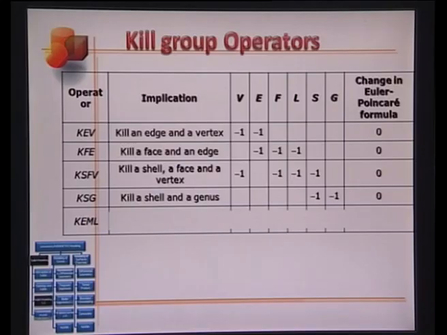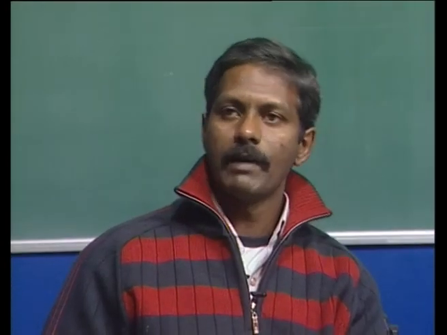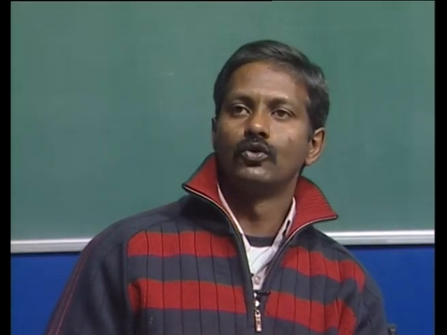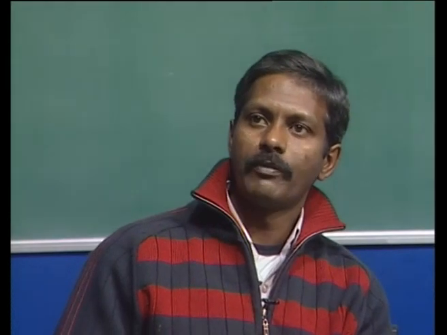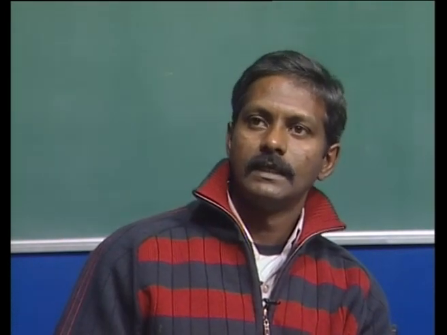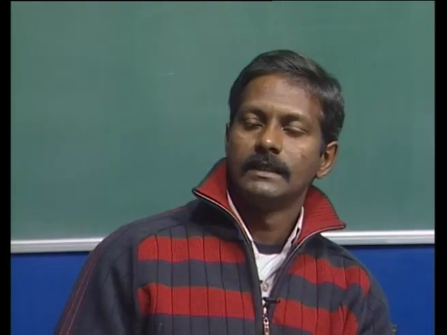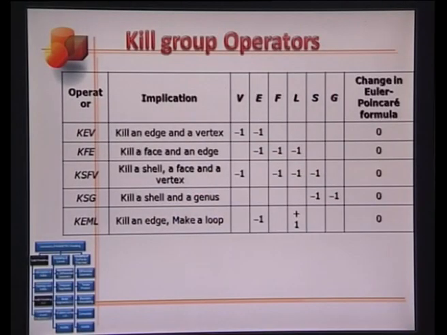Finally, we have KEML, which stands for kill an edge and make a loop. The number of edges go down by 1, the number of loops increase by 1, and there is no change in the Euler-Poincare formula. If you think about it, the make group and the kill group of Euler operators are designed such that the Euler-Poincare formula is always satisfied.